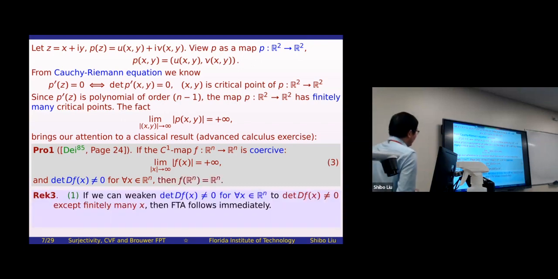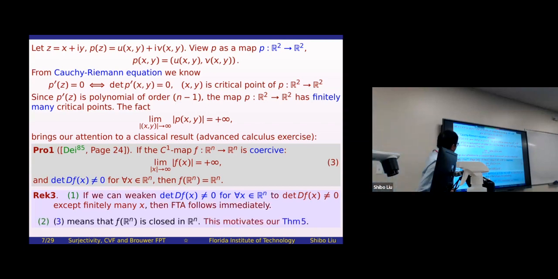Therefore, we observe that if we can weaken this condition, where you require the map to have no critical point, and relax it to allow the map to have finitely many critical points, and the surjectivity conclusion is still true, then the fundamental theorem of algebra is simply a corollary of our more general result. Okay, that is our motivation.